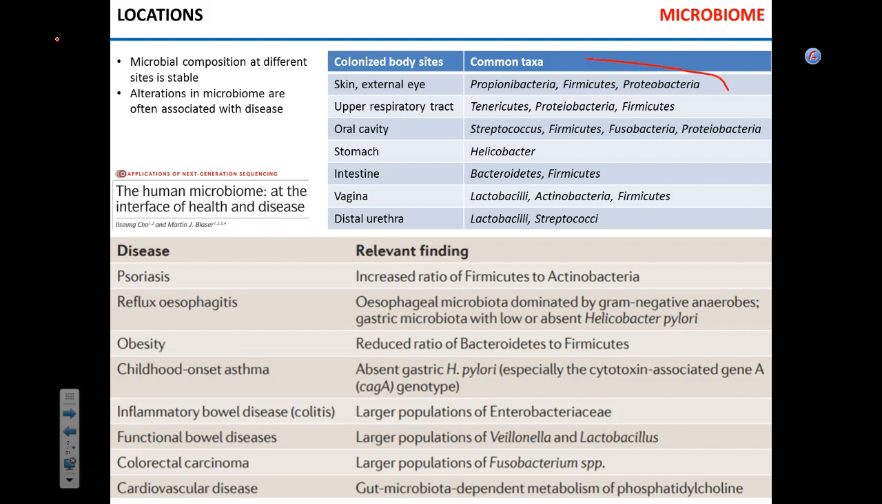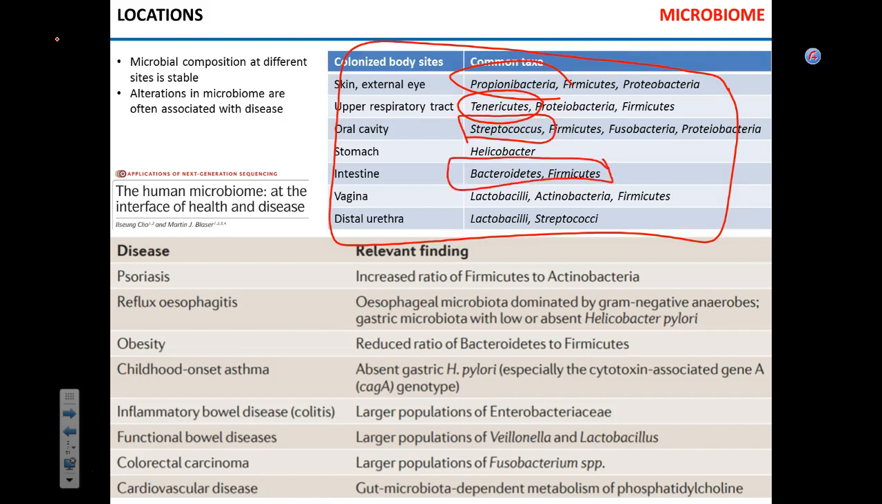So, these are just examples of the most common microorganisms found in the different locations. And you can see that they are very different. Propionibacteria, skin. Okay? Upper respiratory tract, I really like the name, Tenericutes. It's different Mycoplasma. Okay? Oral cavity, Streptococcus is overwhelmingly dominating. Intestine, Bacteroides and Firmicutes. Vagina and urethra, Lactobacilli. Stomach is fairly poorly inhabited. Helicobacter, practically the only species that can survive there.